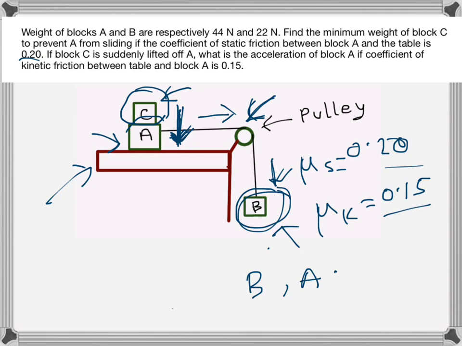So the sum of the total mass times acceleration will be the subtracted value of this force and this force. It's the normal force basically. So this weight minus the normal force times the kinetic friction, in this case, because this will already start moving when C is lifted off. So we have to use the kinetic friction coefficient.